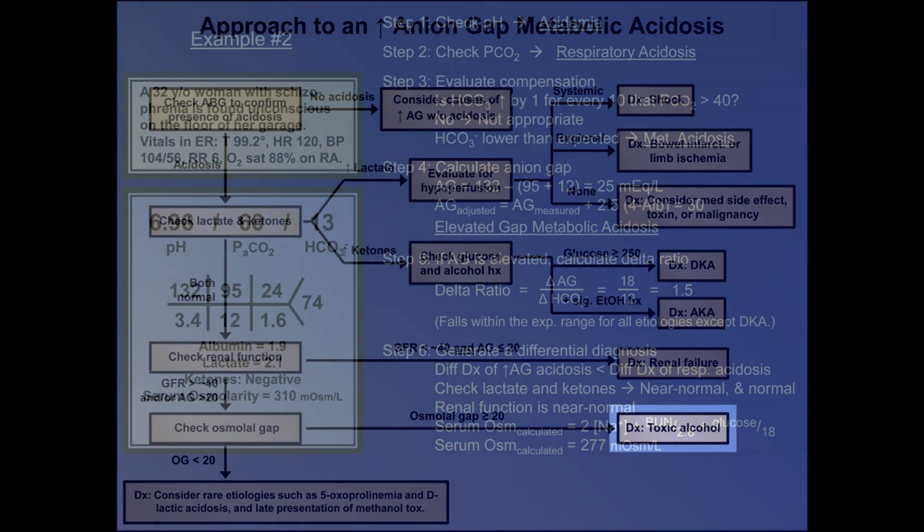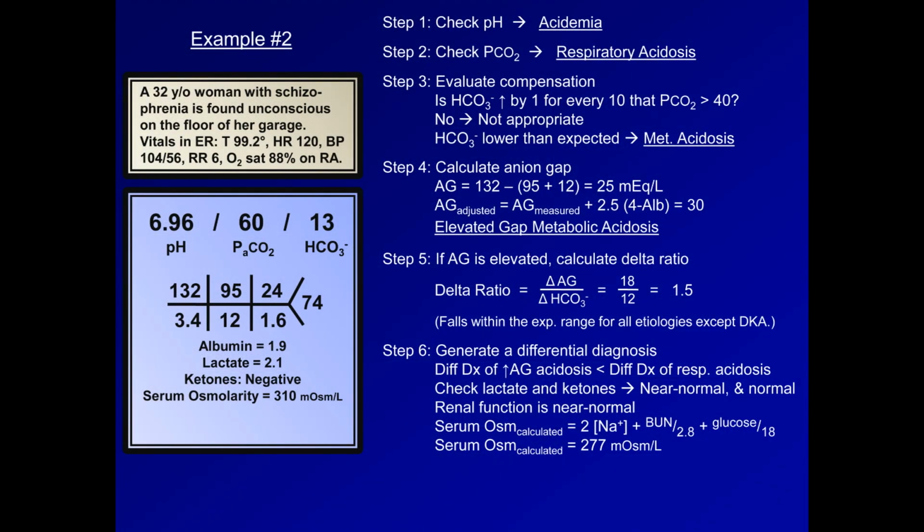So this answers the question of the elevated gap metabolic acidosis, but what about our respiratory acidosis? First, if the levels are great enough, either methanol or ethylene glycol could potentially lead to respiratory depression, though it's not a particularly common manifestation. Since toxic ingestions frequently consist of more than one substance, additional screening is indicated. Here, ethanol is non-detectable, but a urine tox screen is positive for opiates.